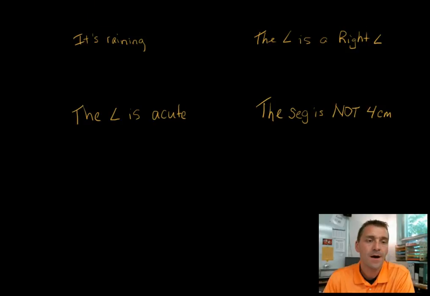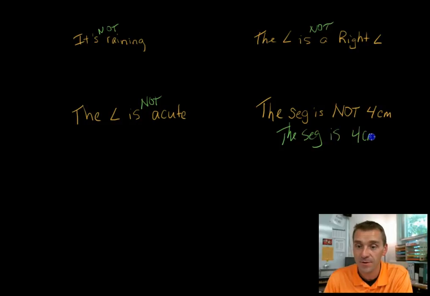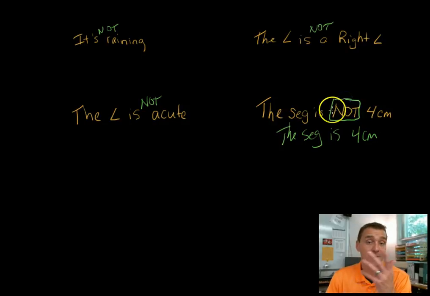If you take this one, it's raining. The negation of that is, whoops, sorry, it's not raining. It's that simple. This one over here, the angle is a right angle. The angle is not a right angle. That's what you're doing when you're negating these things. The angle is acute. The angle is not acute. The segment is not 4 centimeters. Then you would say the segment actually is 4 centimeters. So the negation is when you take something and make it the negative of it. If it's already negative, if it's already not, then you take it to the positive, if you will.